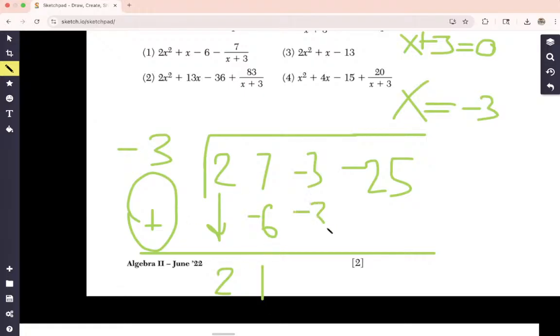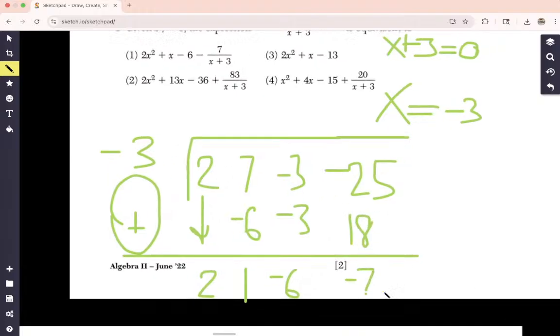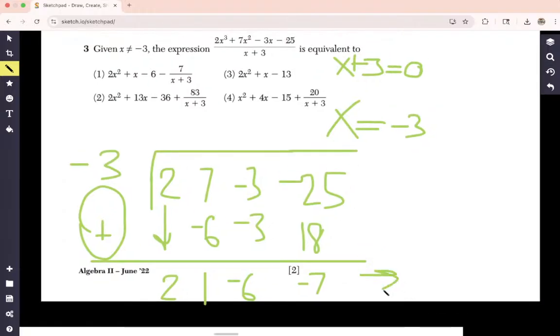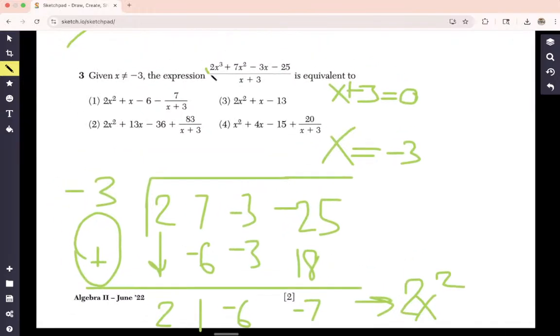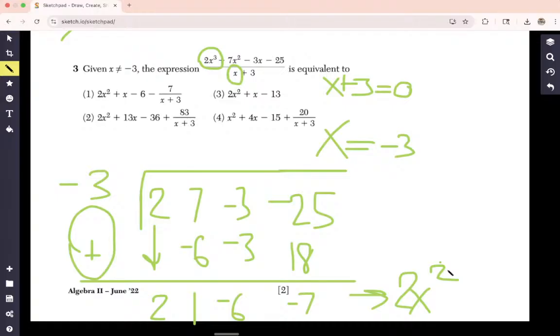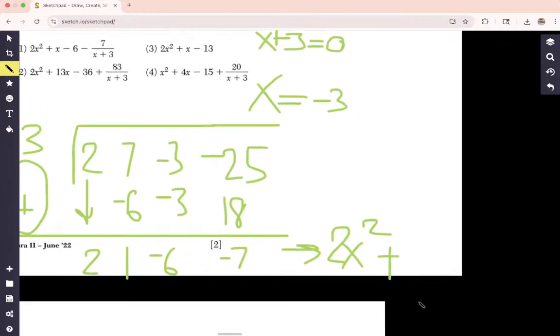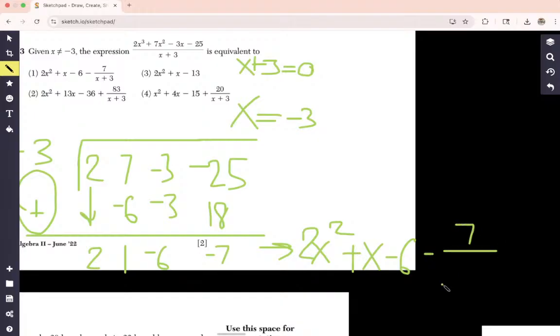Multiply again. Add them up. Multiply again. Add them up. So the resulting answer is going to be, well, notice you have a 2 here. This corresponds to the 2x squared term, because when you're dividing 2x to the third power by an x term, you get 2x squared. Your answer is always going to be 1 power below what you started with in scenarios like this. So you're going to have 2x squared plus 1x minus 6, and then minus 7 over x plus 3.